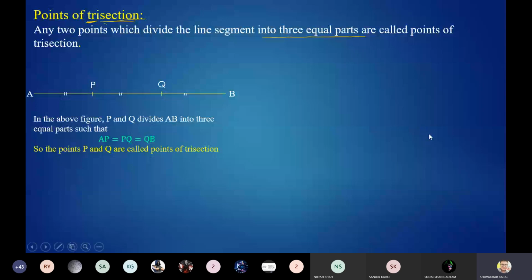Okay, so let's go to the next slide. The very important thing that we need to note here is, write it. P divides AB in the ratio 1:2. Q divides AB in the ratio 2:1. I'll explain it later, just copy it first. P divides AB in the ratio 1:2, and Q divides AB in the ratio 2:1.